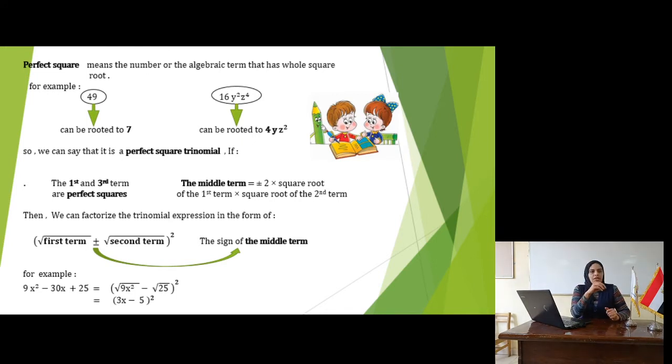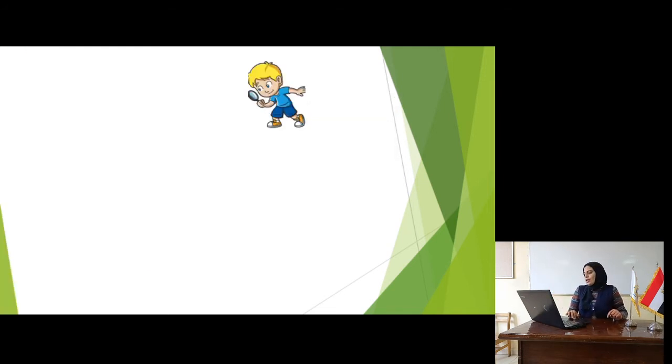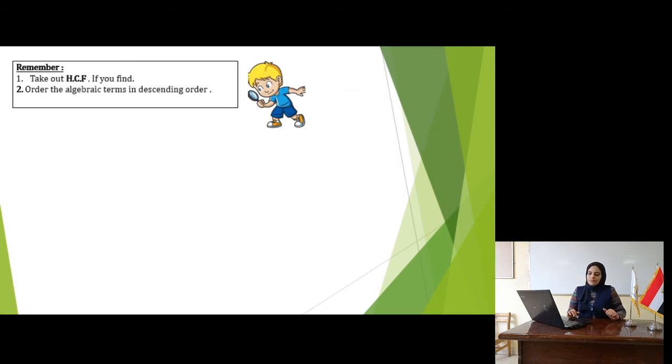So if we have 9x power 2 minus 30x plus 25, at the beginning look at the first term, 9x power 2, it's a perfect square. We can factorize it into 3x. Look at 25, also a perfect square. We can factorize it into 5. Then take the sign of the middle, which is negative. So we have two brackets that are the same, or we can write the bracket 3x minus 5 to the power 2. Let's move to slide number 3.